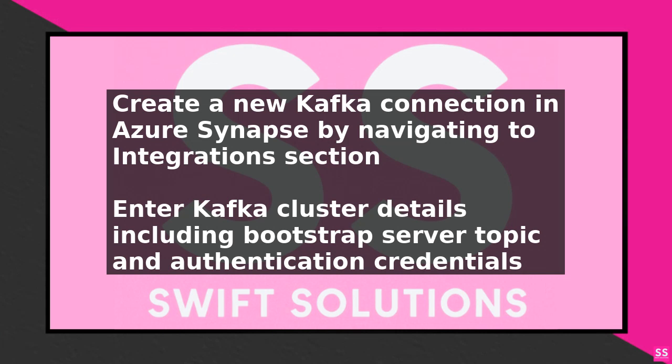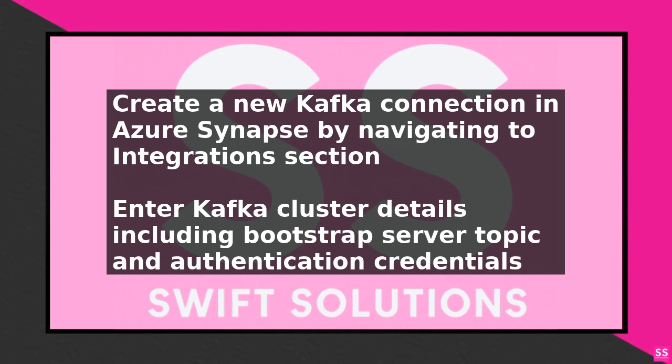Step 3. Creating a pipeline. Create a new pipeline in Azure Synapse by navigating to the Pipelines section and clicking on New Pipeline. Then add a Kafka source activity to the pipeline and configure it to connect to the Kafka connection created in the previous step.